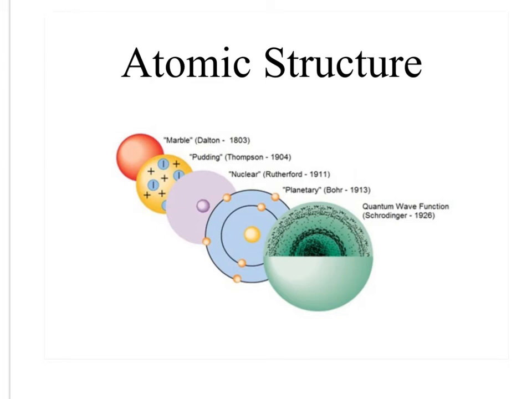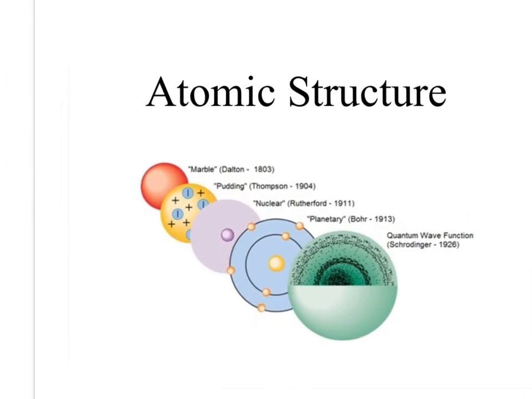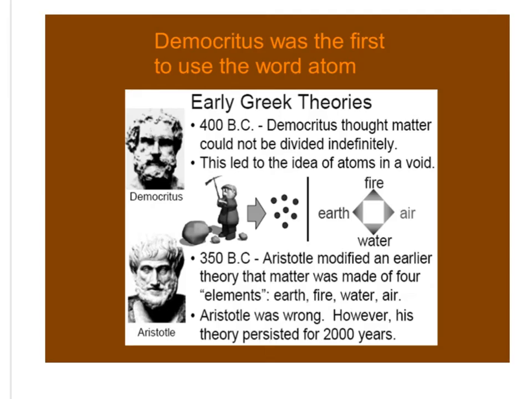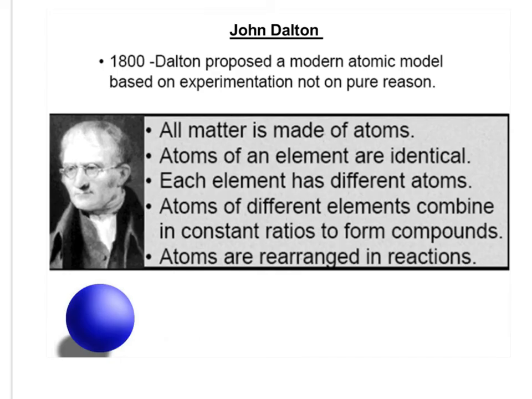Right, this video is over atomic structure, and as you can see, our understanding of the atom has changed throughout the years. So the first people to think about atoms were the early Greeks, but they thought atoms were just earth, fire, air, and water. John Dalton was the first one to actually experiment and come up with ideas based on experimentation and not just reason like the early Greeks did.